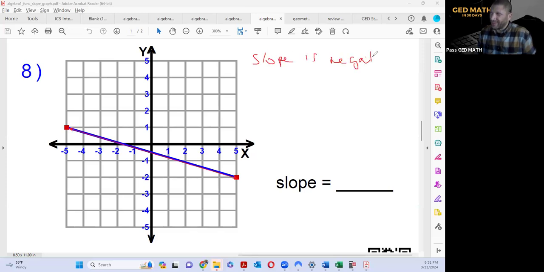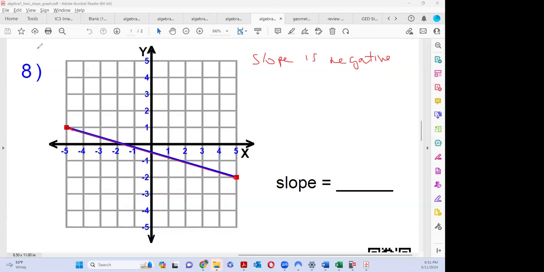Mr. Tinsley, why would you go over that? Because if it's a multiple choice problem, and you know the slope is negative, you know you can remove all the positive slopes. Understand that? Okay, good. All right.